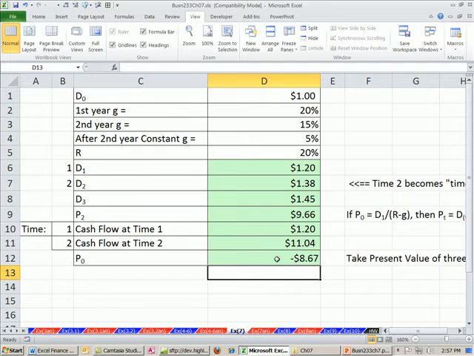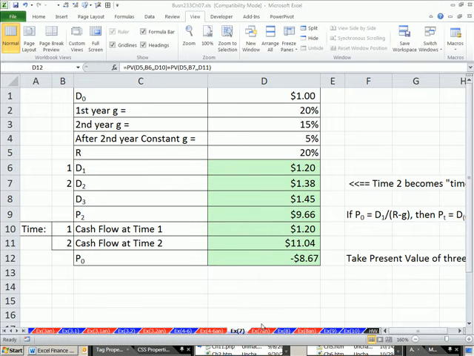All right, I'm going to hit enter, and that's a minus. And it should be because this is a cash flow going out for us buying a stock. So $8.67. All right, let's do another example.